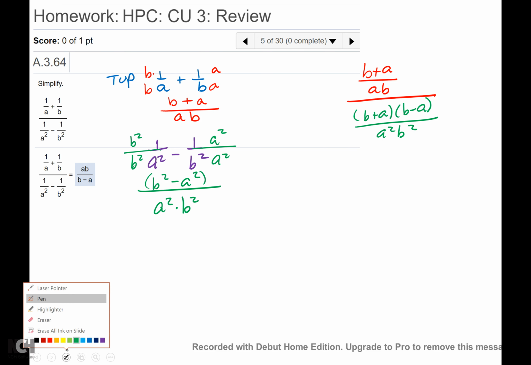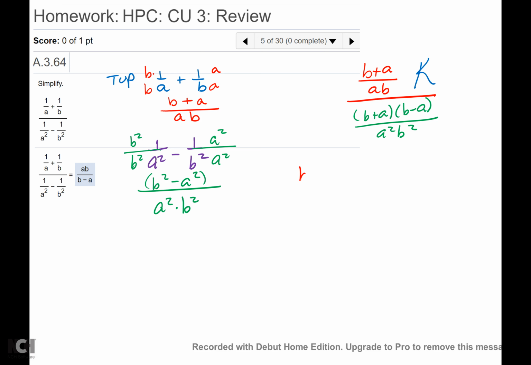So now that I have the top and the bottom simplified into one fraction over one fraction, I can actually keep change flip now. So I'm going to keep the top, which would be b plus a over ab.